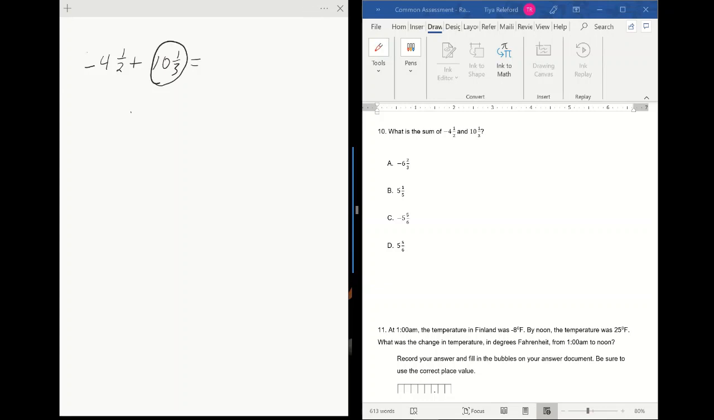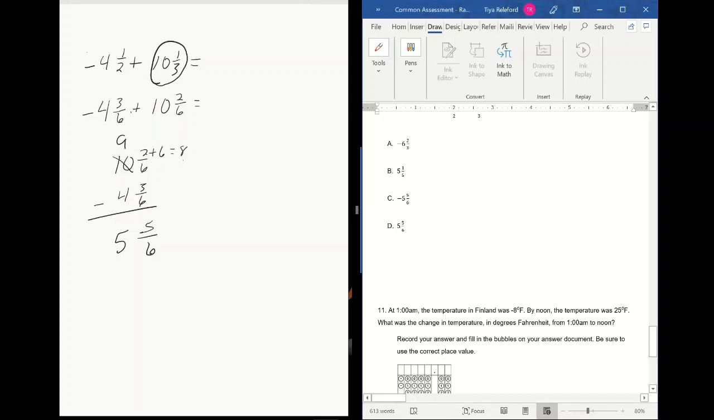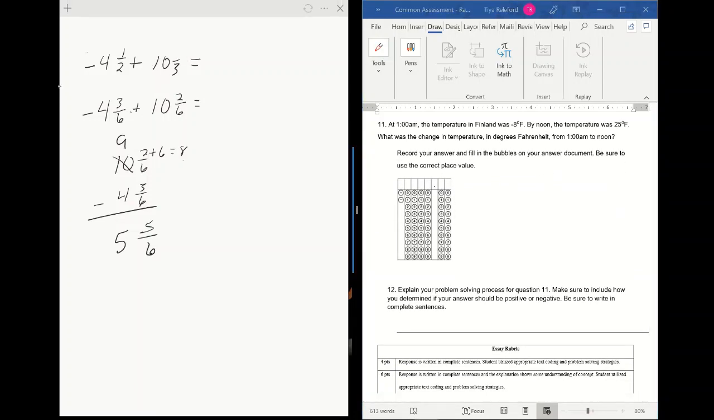So first, I need common denominators. And then I know I'm subtracting. And I'm going to have to borrow. And as soon as I get 8 minus 3, I know right away what my answer is. And why is it positive? Because 10 was positive and 10 is the bigger number. I had more positives than negatives.